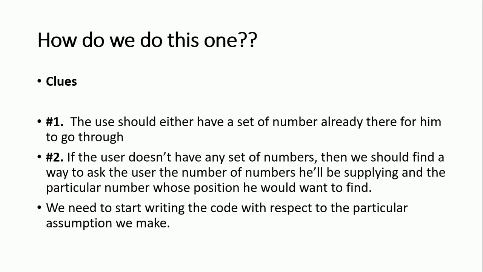The second option is that either there is already a list that we'll be going through, or the user would have to tell us the number of numbers he wants to search, and then the particular number that he wants to search for the last position, the last occurrence. So we need to start writing our code with respect to the kind of assumption we make over here.